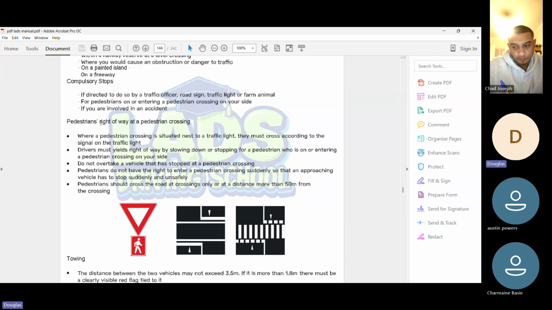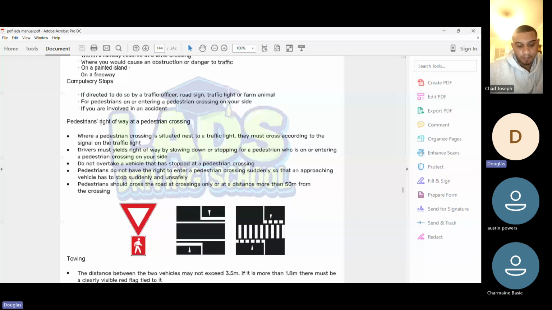We continue. Do not overtake a vehicle that has stopped at a pedestrian crossing. This one was repeated more than once. Number 4, pedestrians do not have the right to enter a pedestrian crossing suddenly, so that an approaching vehicle has to stop suddenly and unsafely. So even though pedestrians have right of way, they cannot just jump in the road while you are passing. If you find them crossing, it's understandable. You need to slow down or stop to give them right of way. But they're not allowed to just jump onto the road.